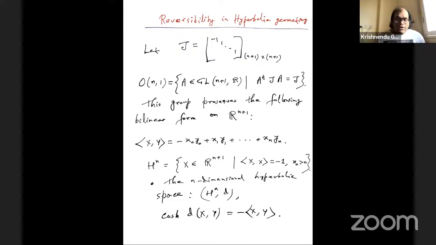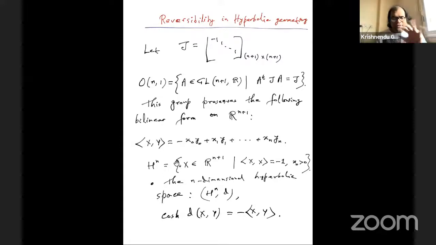So this is a linear model for the hyperbolic n space, and we can realize our hyperbolic isometries as linear transformations. So you can do linear algebra. Now there is a metric which you can define as d(x, y), which is essentially cosine inverse of minus this inner product.